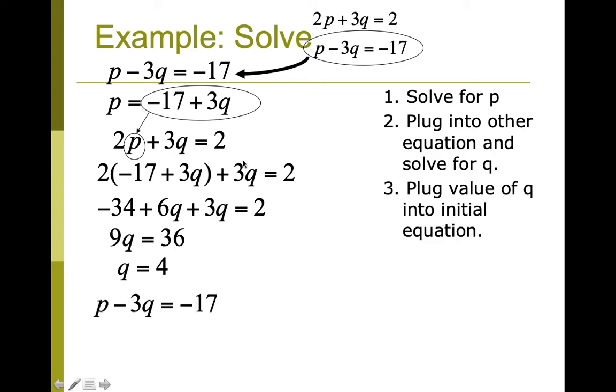So let's do this second one. p minus 3q is negative 17. We know that q is 4, so we'll plug 4 in here, so it'll be negative 3 times 4.